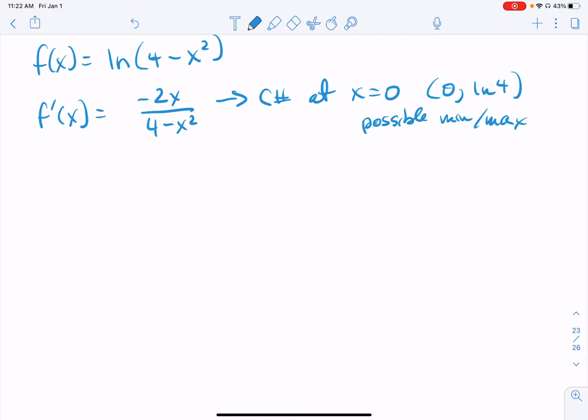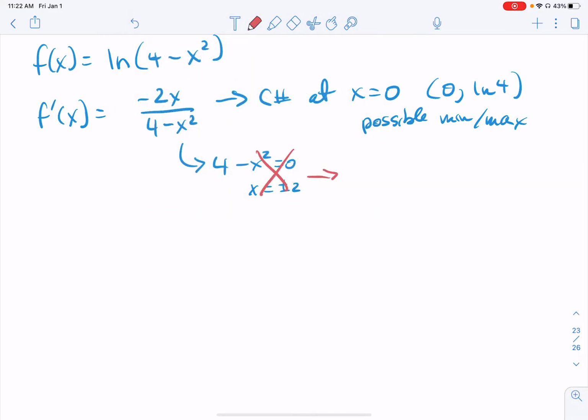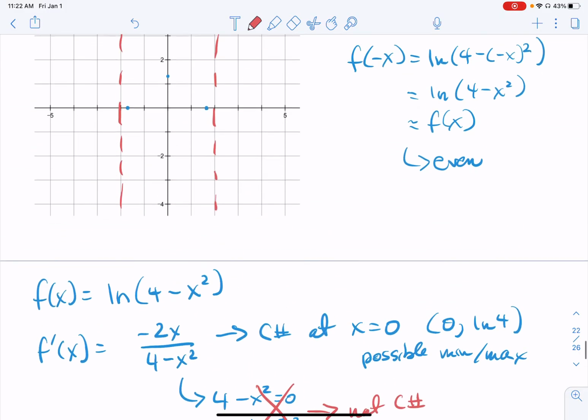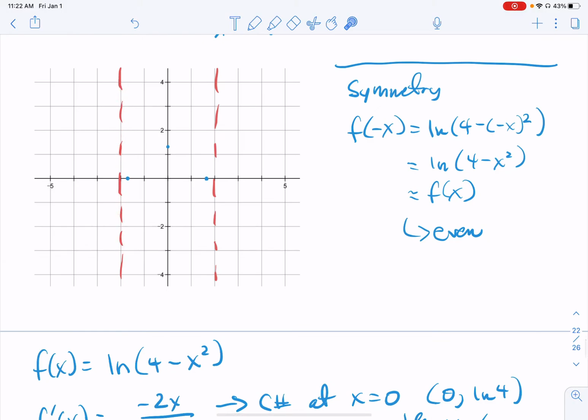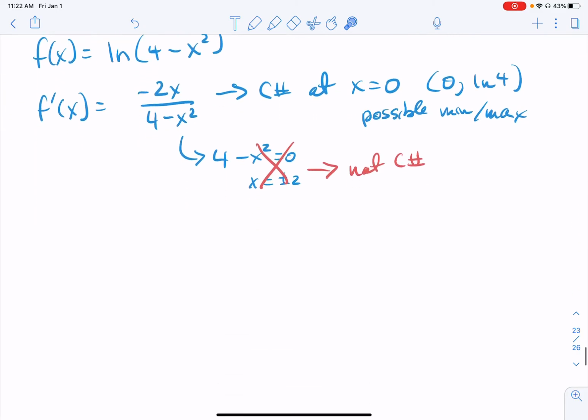Let's see. Oh, wait. Bottom equal to 0. Bottom equal to 0 is 4 minus x squared is equal to 0. Add the x squared over, take the square root, x is equal to plus or minus 2. We have two more critical numbers, don't we? Nope. These are not critical numbers. Why not? They're not critical numbers because those are our vertical asymptotes, right? You're not going to have a relative minimum or maximum on a vertical asymptote. All right, so we just have one.